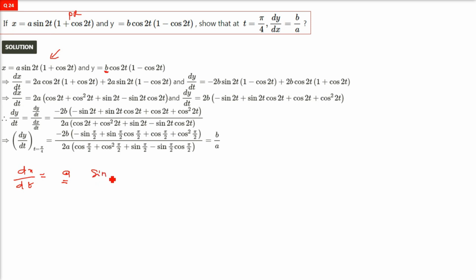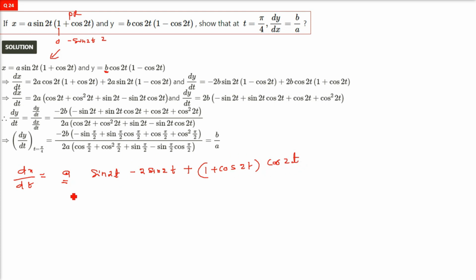Sin 2t, I am doing it using the product rule. So sin 2t times the derivative of 1 plus cos 2t: the derivative of 1 is 0, cos 2t will be minus sin 2t, and then 2t gives 2, so it will be minus 2 sin 2t. Then 1 plus cos 2t we take outside, and the differentiation of sin 2t is simply cos 2t. Okay, so this dx by dt we have found out.